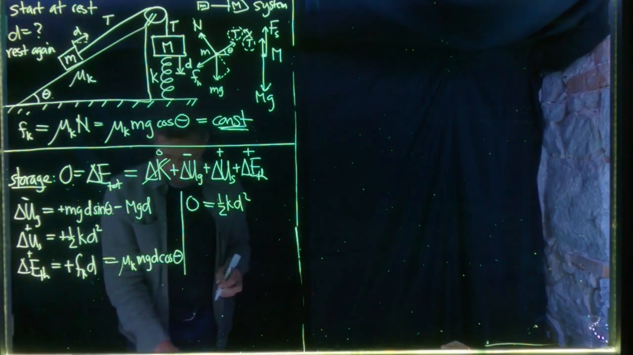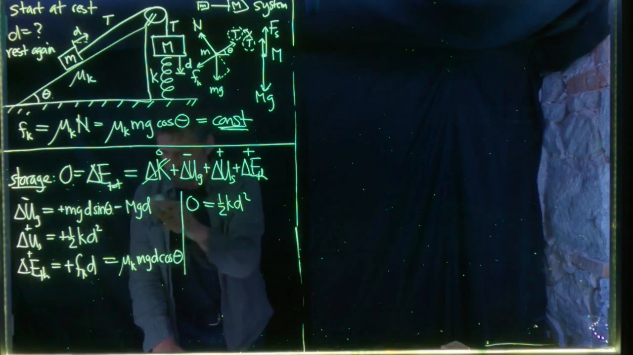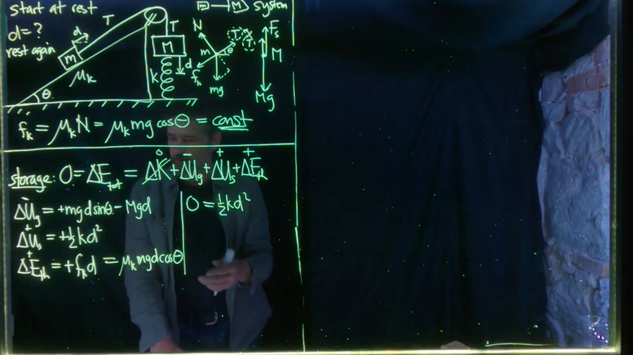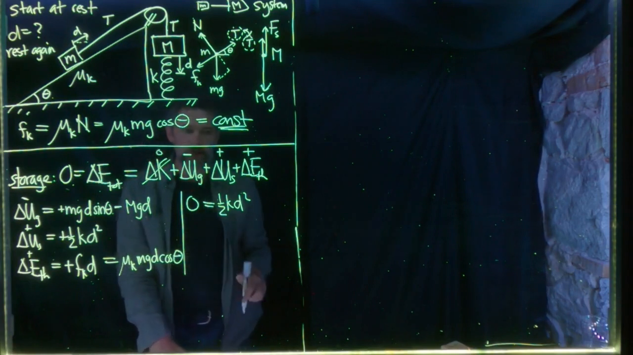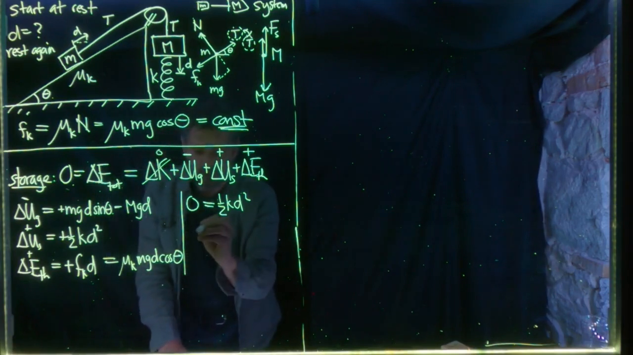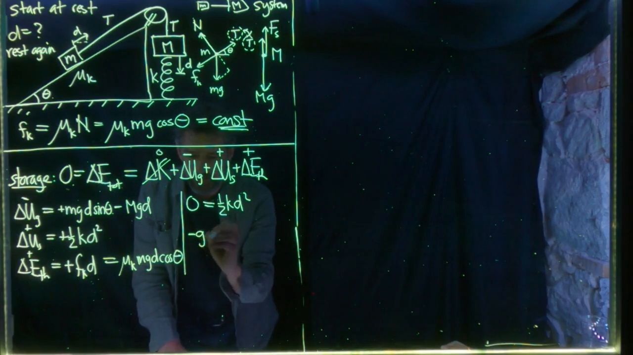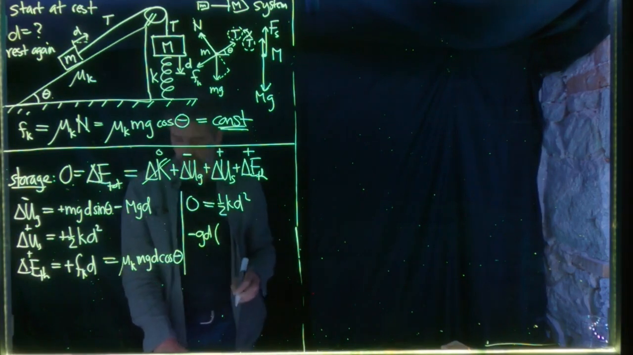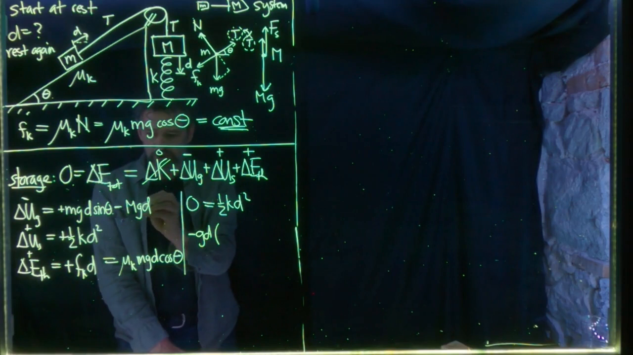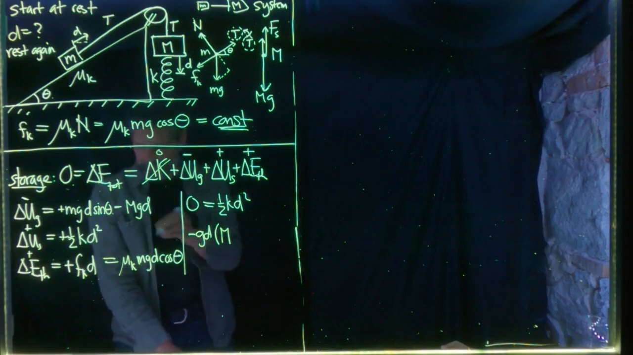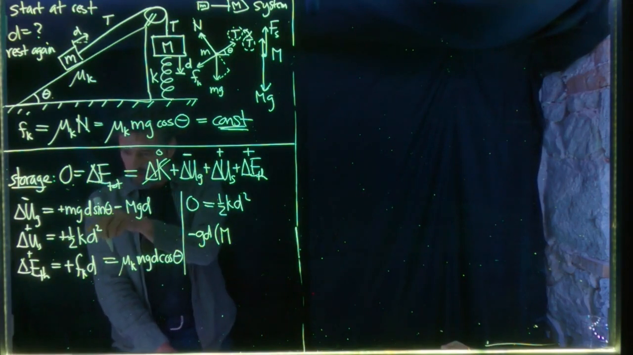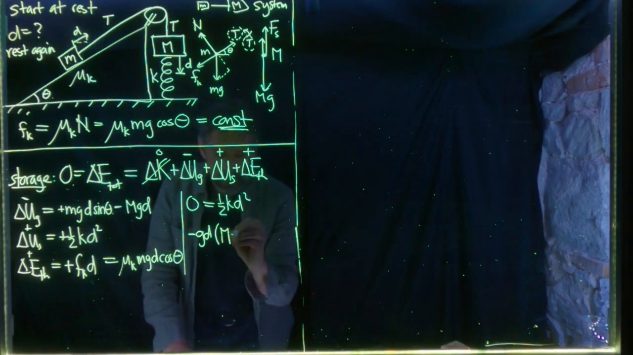So you can see that there is a factor that's common when I add this to this. One thing that's common is little g times d. So I'm going to factor that out immediately. And there's a negative little g times d times a bunch of junk. So there's a positive capital M, and then a negative little m sine theta.